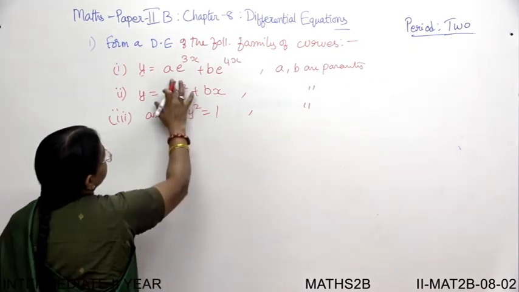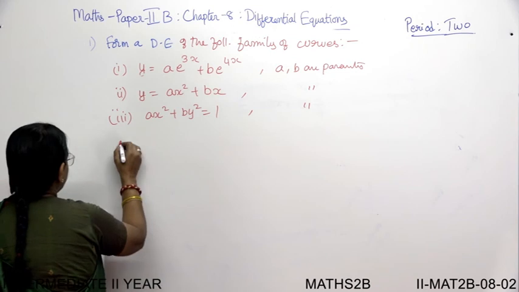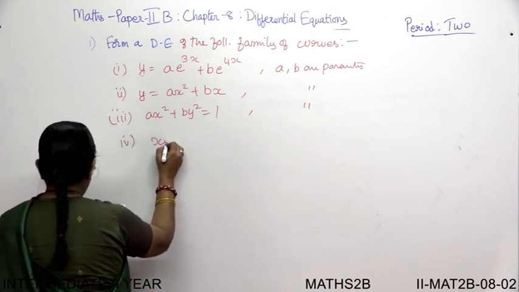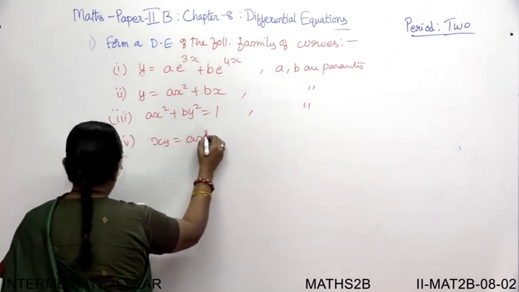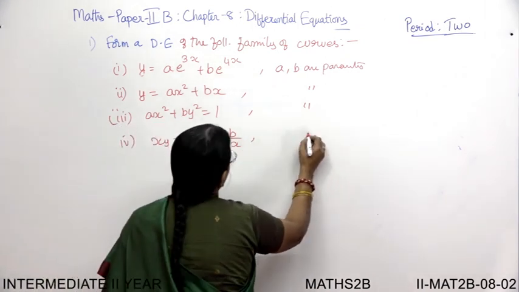So you will differentiate two times. You can easily get it, or you can eliminate. Next, the fourth one, xy is equal to ax square plus b by x. So here a, b are parameters.